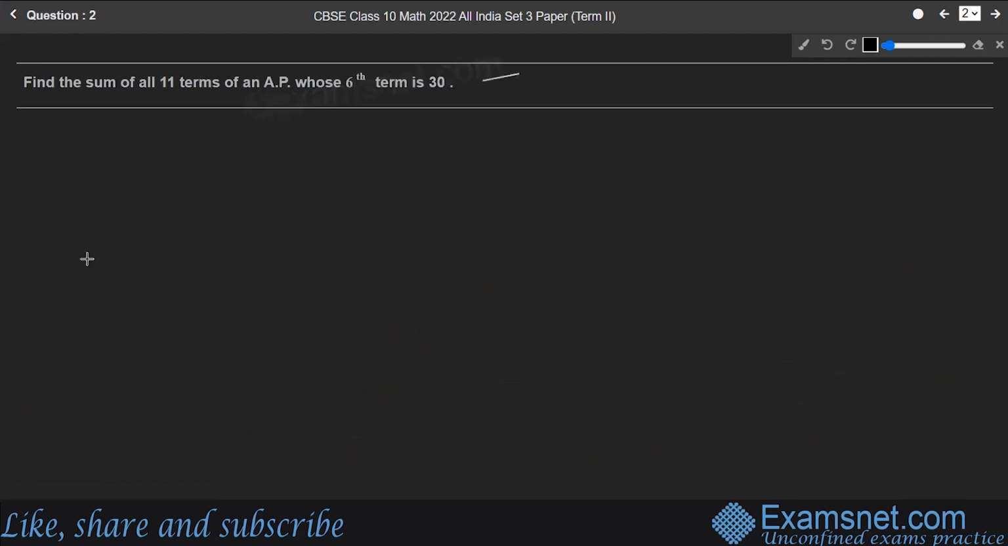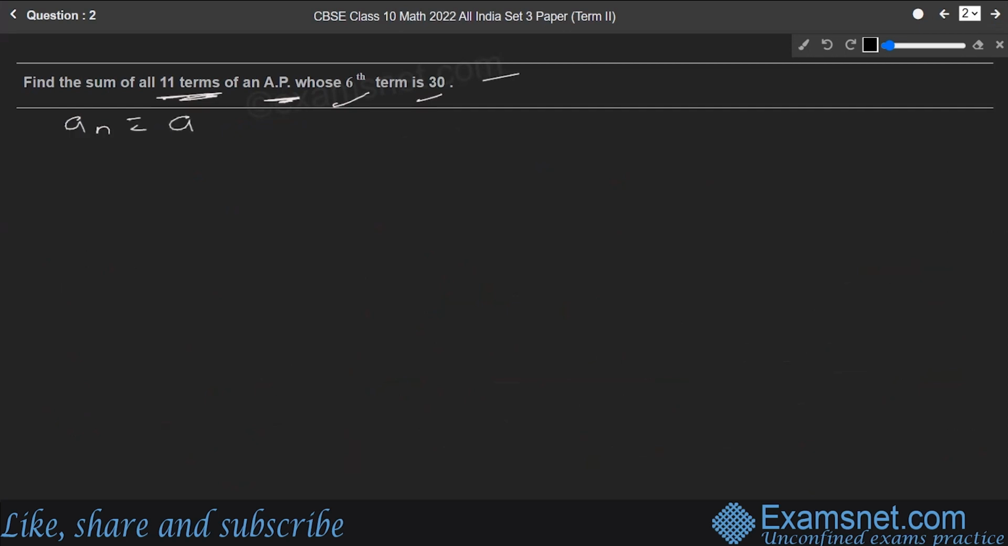Now, question number 2, what does question number 2 say? Find the sum of all 11 terms of an AP whose sixth term is 30. This is the question given to us. Let us begin with it. Sum of all 11 terms of an AP is to be found out whose sixth term is 30. So how can we find the nth term of a particular AP?